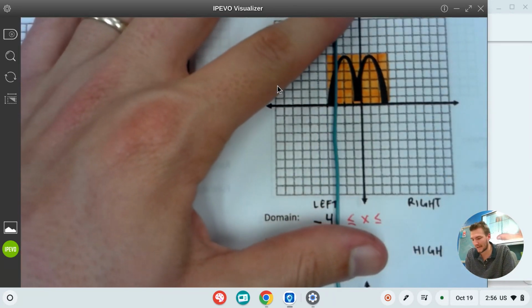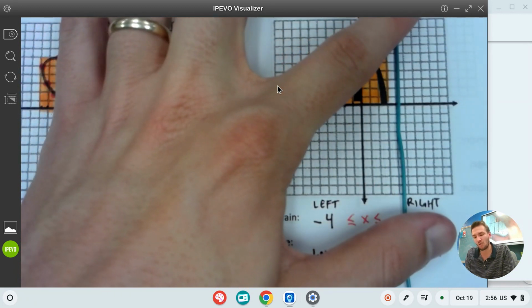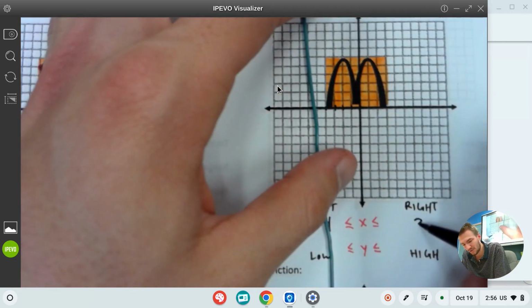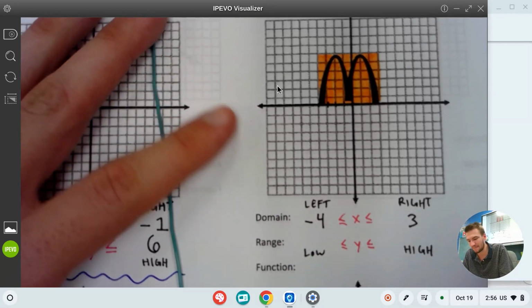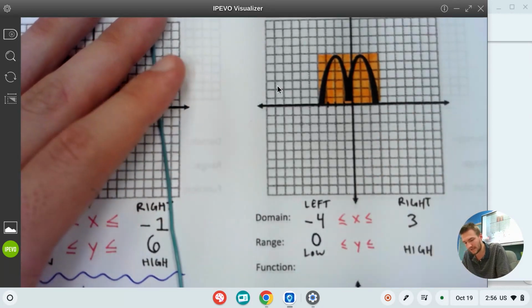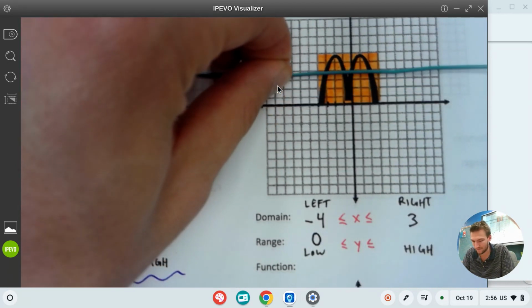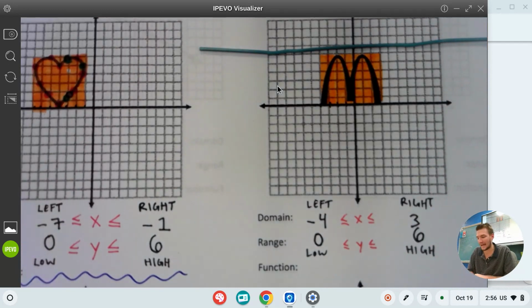I'm good all the way: negative 3, negative 2, negative 1, 0, 1, 2, 3, 4 looks bad. So what is my rightmost region? It's a 3. Sweet. What is the lowest place that my M is? 0. Don't interrupt me. And what is the highest place that my M is? 1, 2, 3, 4, 5, 6. 6. And that's what we got.